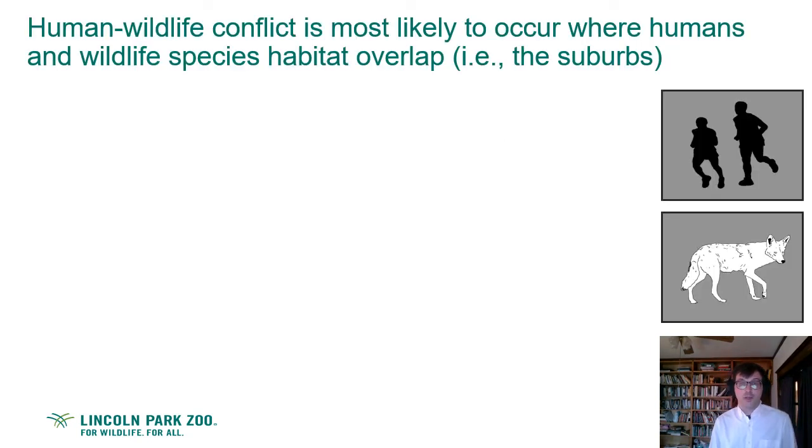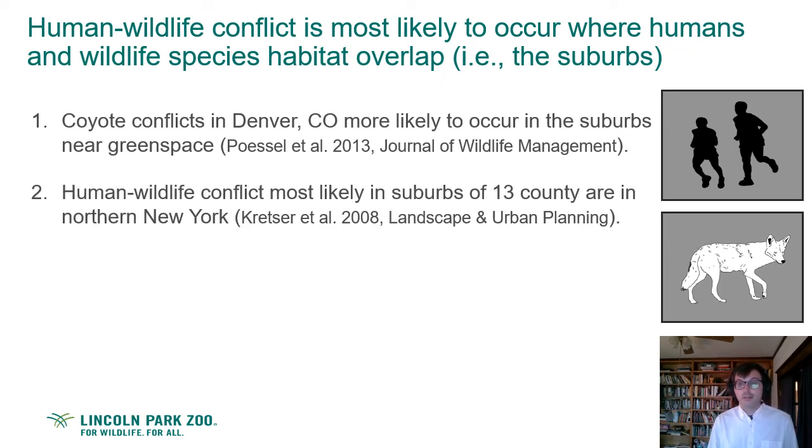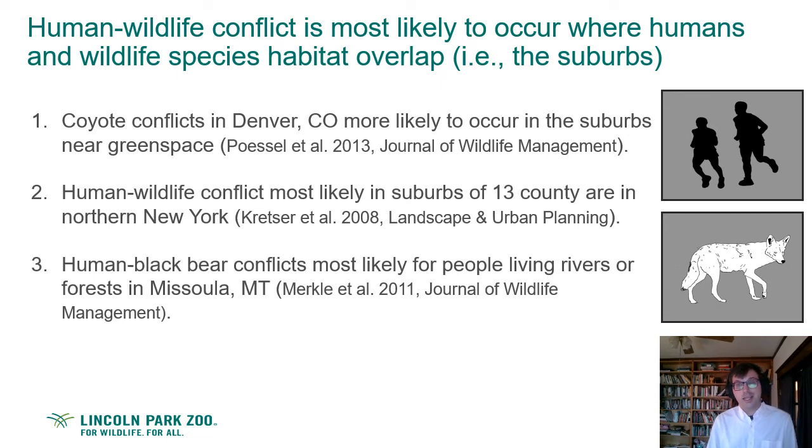But there are a few other takeaways as well. First, basically human-wildlife conflict is most likely to occur where human and wildlife habitat overlap. And we aren't the first people to find this. There's over a decade worth of research that demonstrates this pattern across many different urban areas. Say, for example, coyote in Denver, human-wildlife conflict in general throughout most of New York, and humans and black bears throughout Missoula, Montana. So this should be essentially a general rule, I would say.